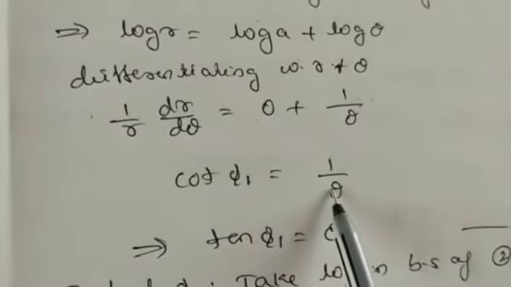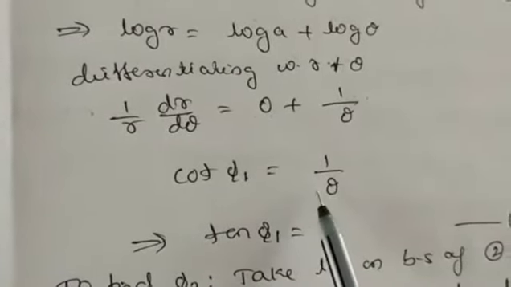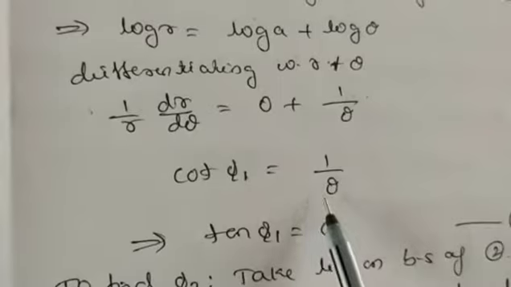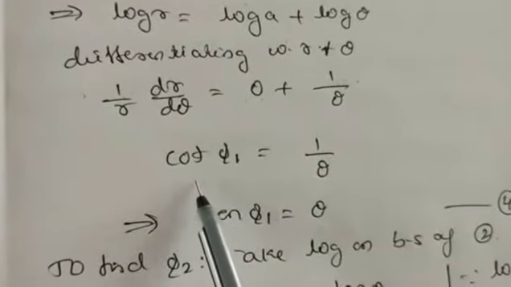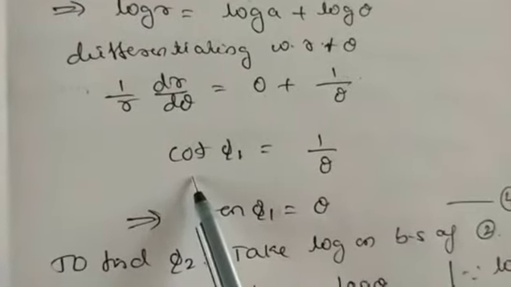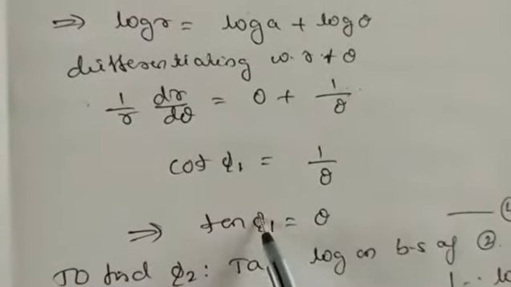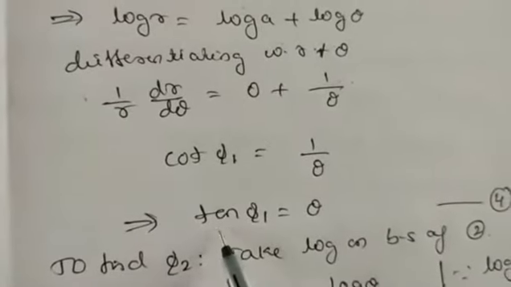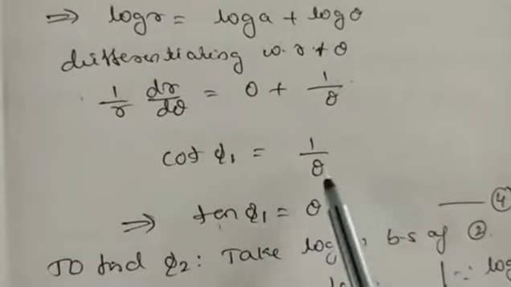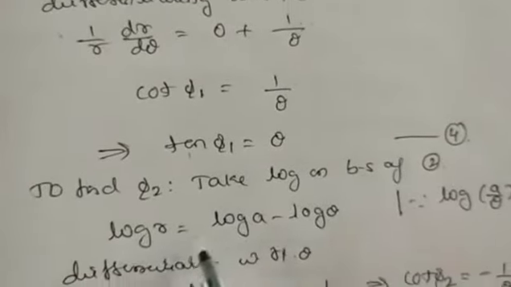See here it is theta. I told you in the second method, here we have not got any value, so you have to express this in terms of tan. So tan phi 1 is the reciprocal of this, because cot is 1 by tan. The reciprocal of this is theta. Take this one as equation number 4.